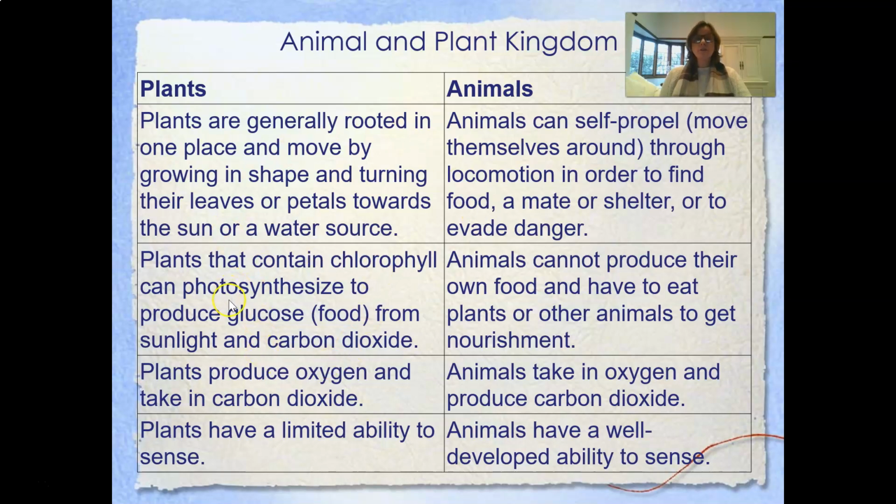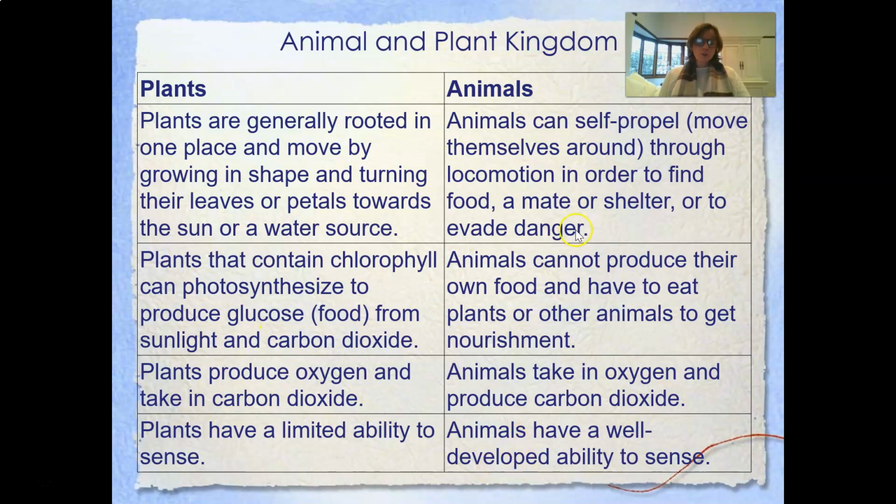Plants contain chlorophyll. They can photosynthesize to produce glucose, food from sunlight and carbon dioxide. They are autotrophs, whereas animals cannot produce their own food and have to eat plants or other animals to get nourishment. They are heterotrophs. Plants produce oxygen and take in carbon dioxide, whereas animals take in oxygen and produce carbon dioxide. Plants have a limited ability to sense, whereas animals have a well-developed ability to sense.